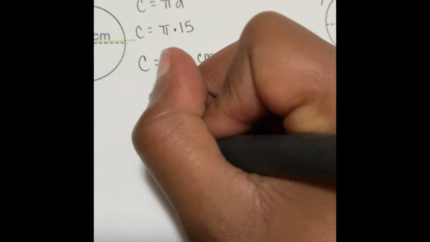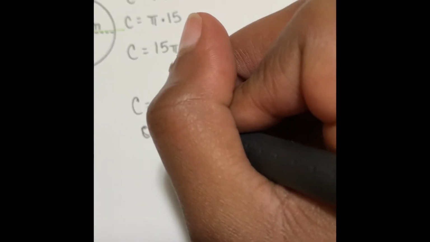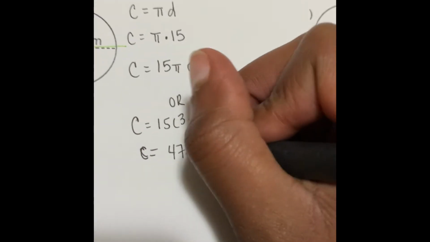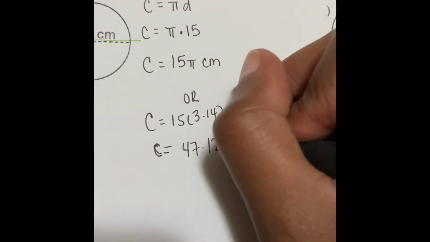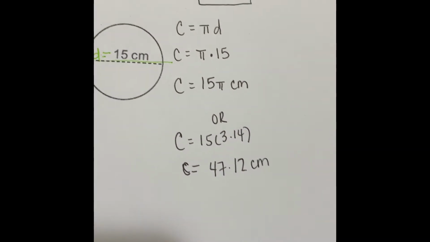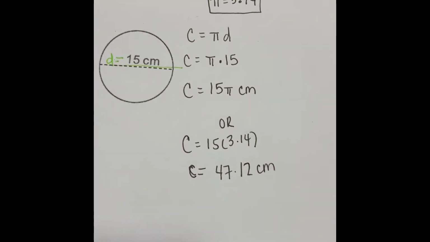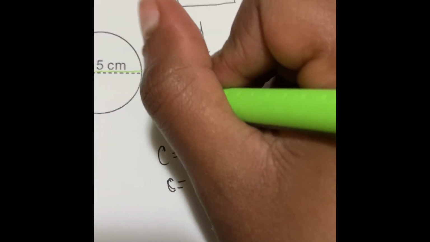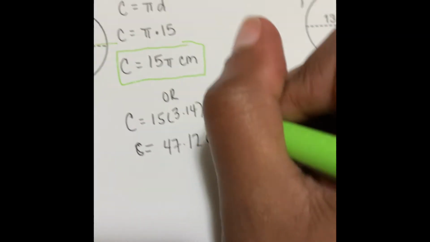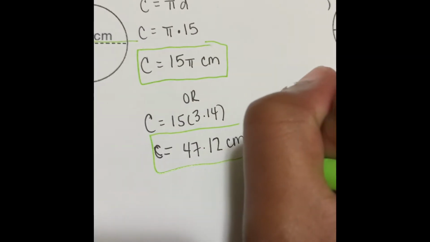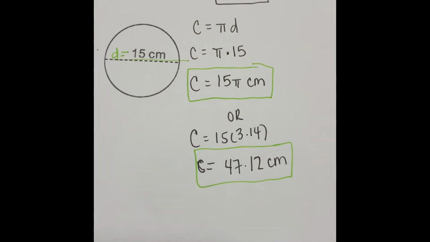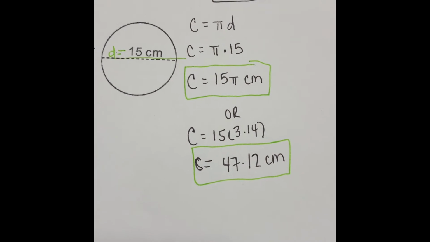So my circumference is going to equal 47.12 centimeters. Okay, 47.12 centimeters. So on your EOC, you may see the answer like this, or you may see it like this. Either way, both answers are correct.